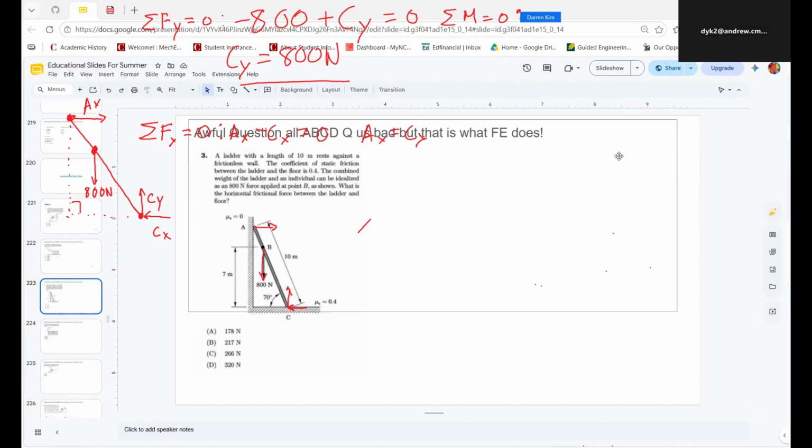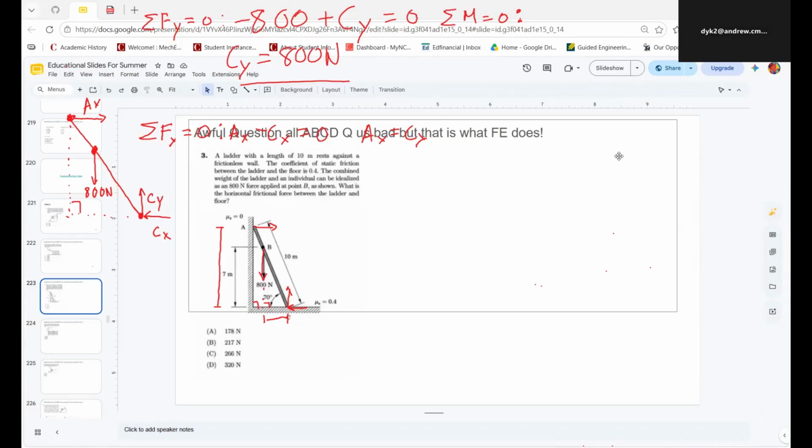Next, we traditionally go straight to moment equals 0. But notice that we don't have all the length scales yet. We need the length scale over here to even consider it. We're definitely going to use C, because we get rid of two forces, the Cx and the Cy. To do that, we need to get this length, which is a similar triangle, because this is a right angle and this is definitely also a right angle.